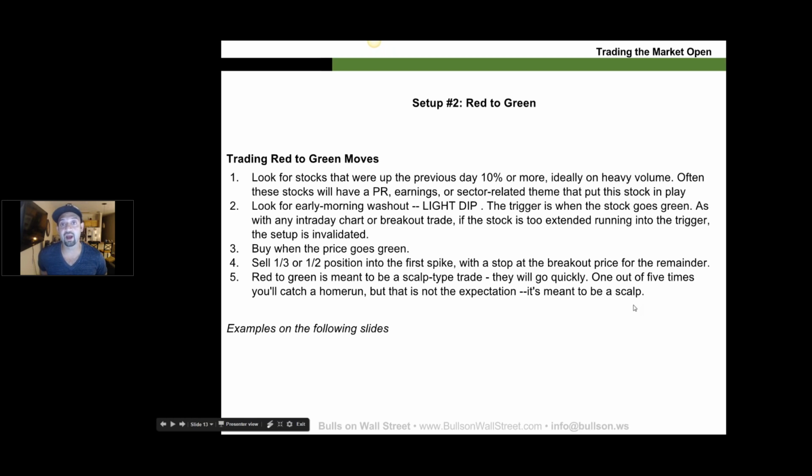I also tend not to buy if a stock has 3 or 4 green candles in a row. I'm not going to be the guy that buys the 5th, right? Once again, if you buy number 5, who are you? The last man to the party, right? You don't.